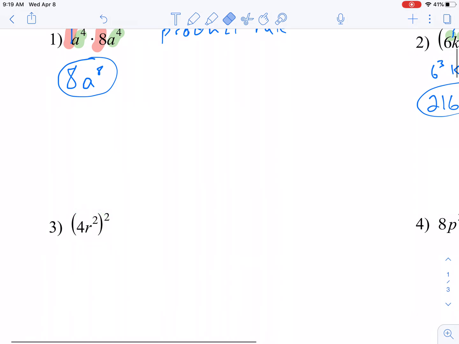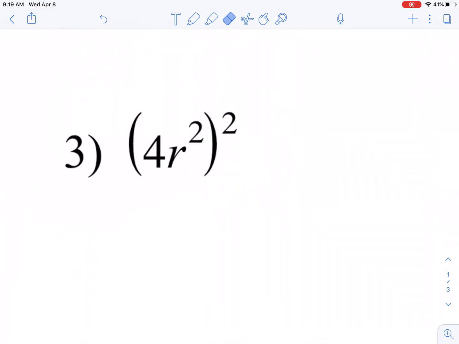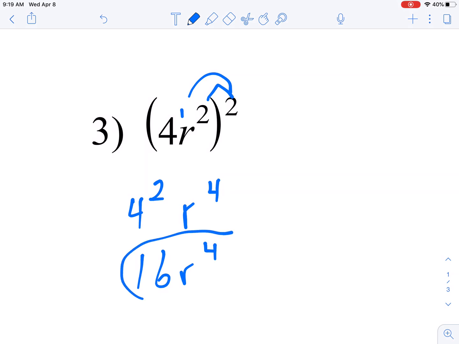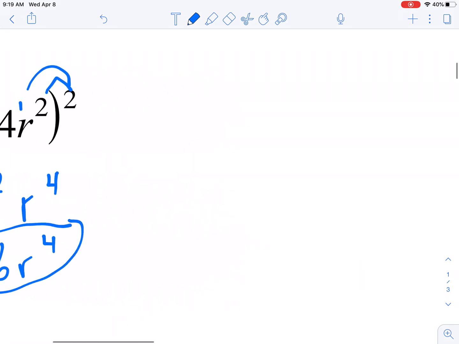So moving forward, if you look at number 3, don't forget there's a 1 there. Multiply those, so you get 4 to the second and r to the fourth. Well, 4 squared is 16. R to the fourth stays the same. That's the answer you're looking for. Again, you're more than welcome to use the Desmos calculator if you would like, but it is not necessary if you can do the math in your head.